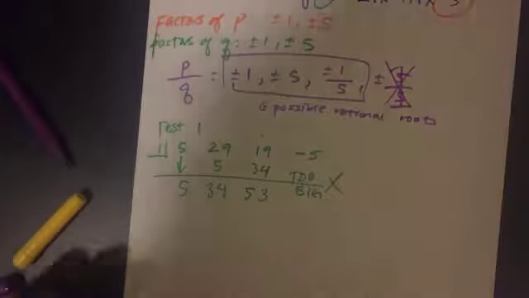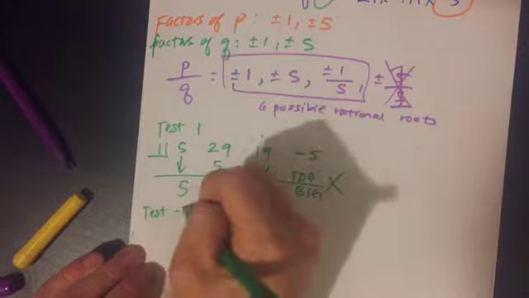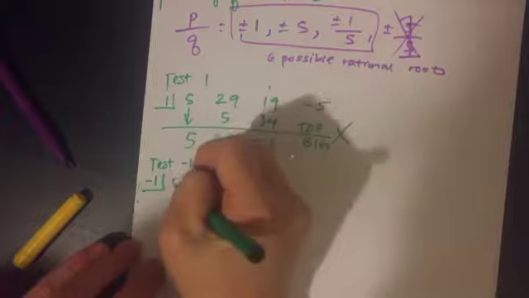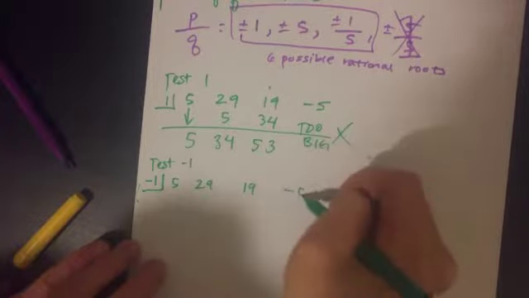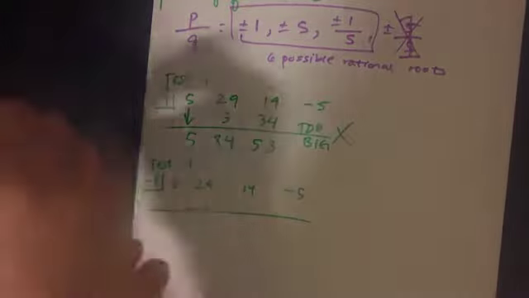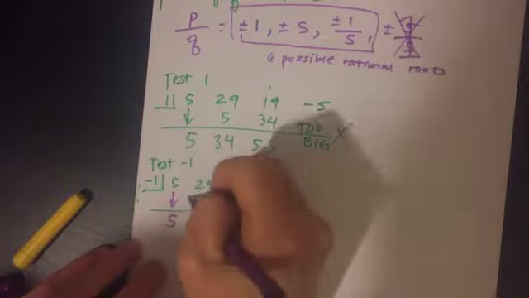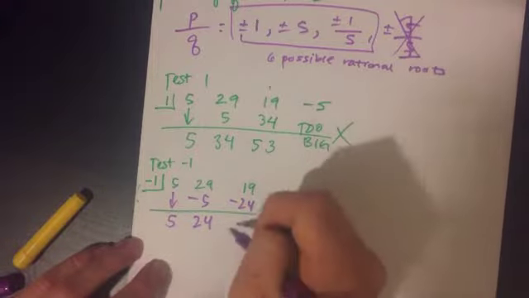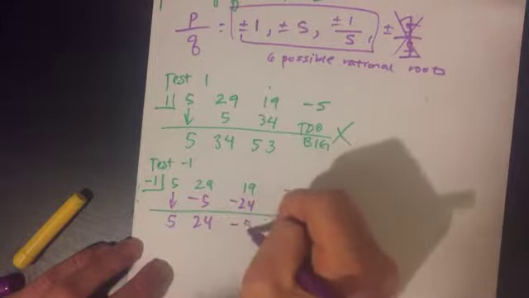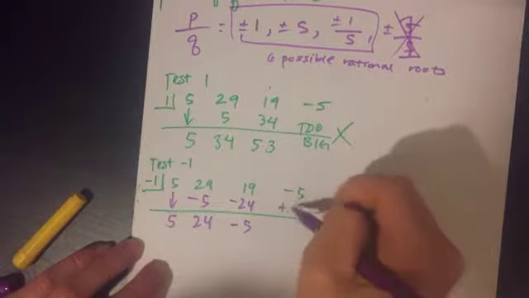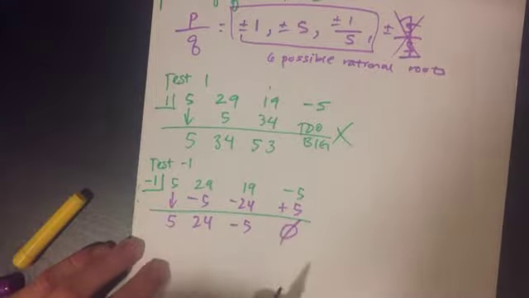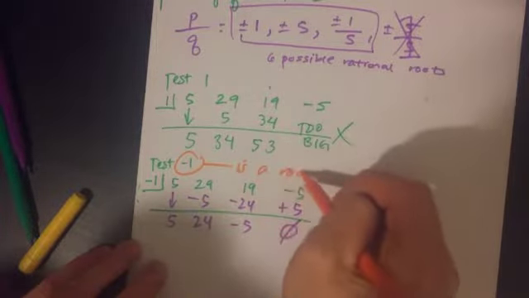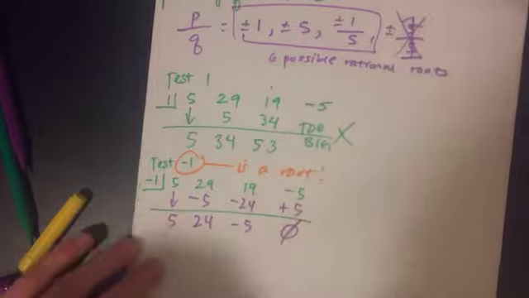What about negative 1? Same process. So 5, 29, 19, negative 5. Bring down the 5. Multiply, add, multiply. Adding here, that's negative 5. Multiply, that's positive 5. Yay! My remainder is 0. So that means that negative 1 is a root. And somewhere in here are my other 2.